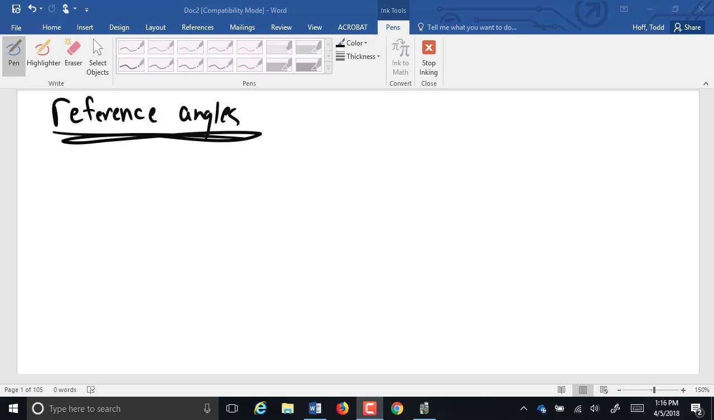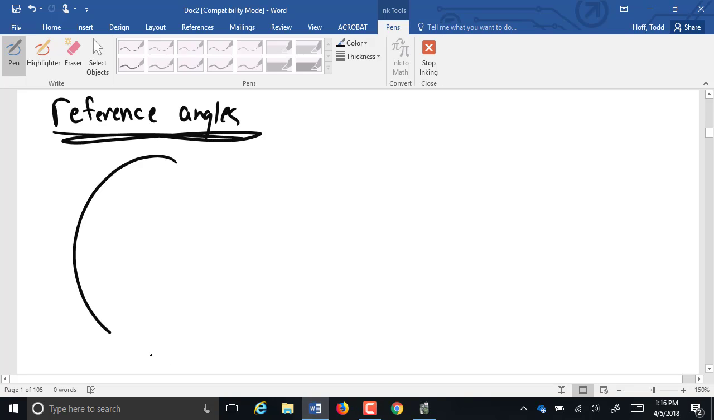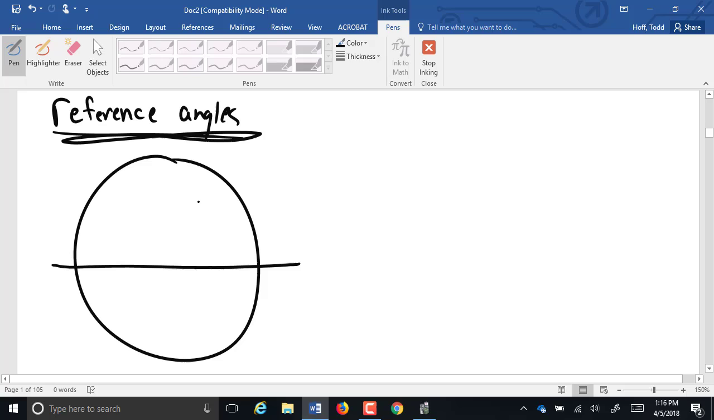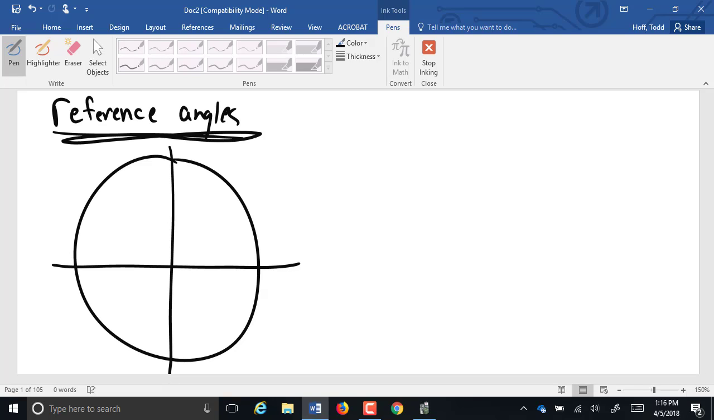Reference angles. I'd warned you guys that you'll need to know it. You've seen this unit circle thing, right? What's special about that unit circle? Radius equals 1.